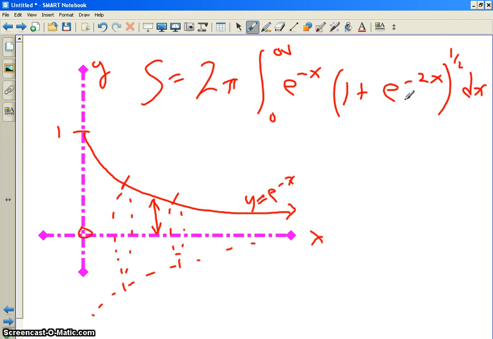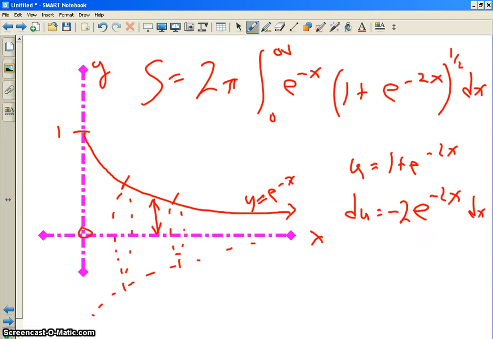Interesting. Well, who's u? If this is a u-sub, who do you think u should be? The inner function is 1 plus e to the negative 2x. What's du now? The derivative of 1 is 0. Derivative of e to the u? e to the u times negative 2.